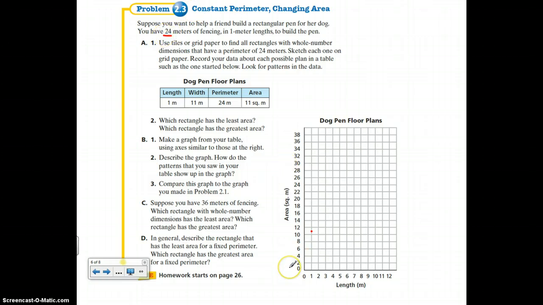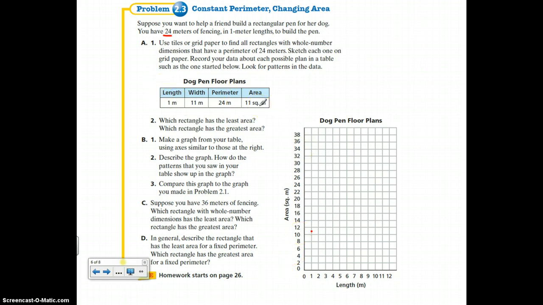Each piece is 1 meter long, so we can only use whole numbers. We're not going to be able to break them into parts. So the fixed perimeter is 24. In question A, you need to use your grid paper and find all the rectangles with whole number dimensions that have a perimeter of 24. Sketch each one on graph paper. Record your data in a table like this one below.